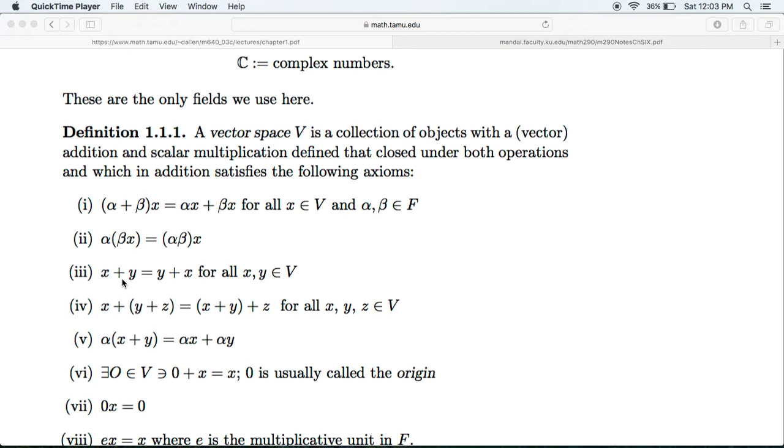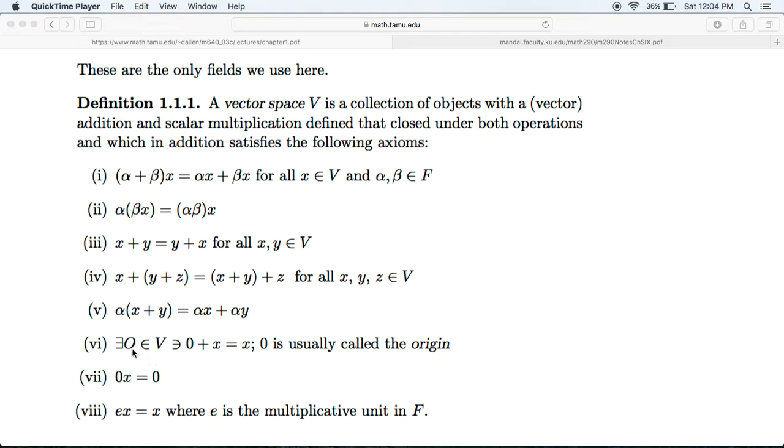Also, vector addition, this plus, is commutative. So x plus y is y plus x for vectors x and y. There is also associativity related with vector addition. So it does not matter where we put the brackets. And there is a distribution property with respect to scalar multiplication. So alpha of (x plus y) is alpha x plus alpha y.